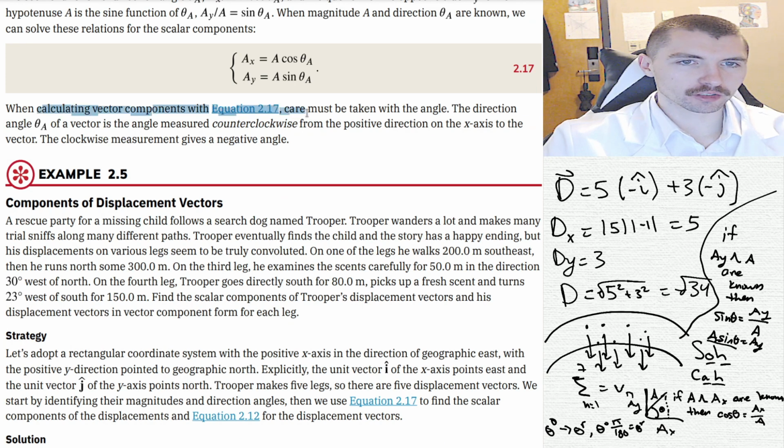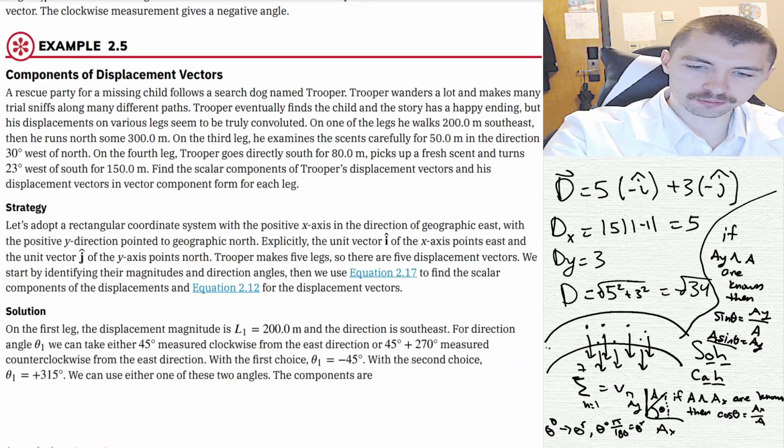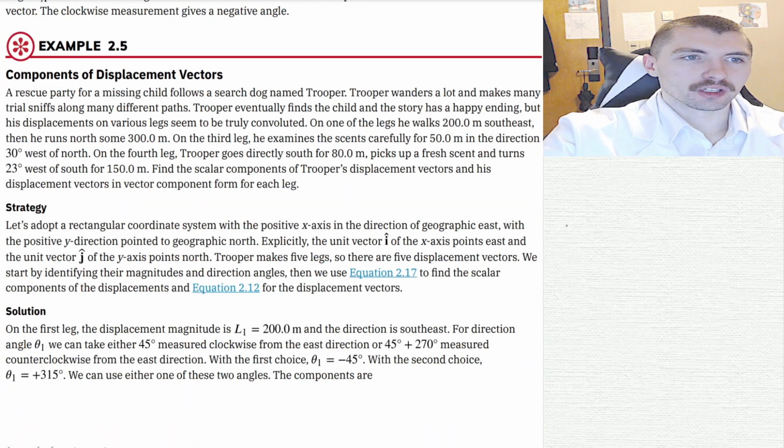Calculating vector component. Care must be taken with angle direction. Theta, the angle, must be measured clockwise from the positive direction of the x-axis. The clockwise measurement gives a negative angle. Okay, so this is important to know.